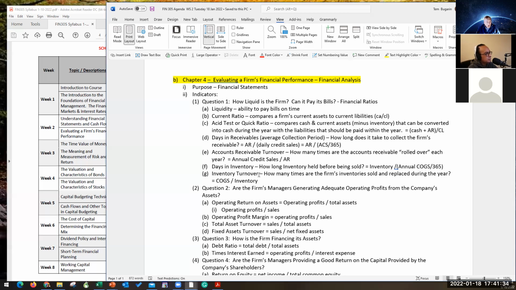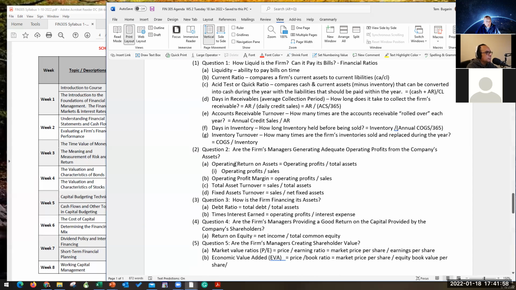Okay, how long has inventory been held before being sold? That's the inventory divided by annual cost of goods sold. Again, they convert it to a daily basis. That's why they divide by 365. Inventory turnover. How many times is the firm's inventory sold and replaced during the year? That's cost of goods sold divided by inventory.